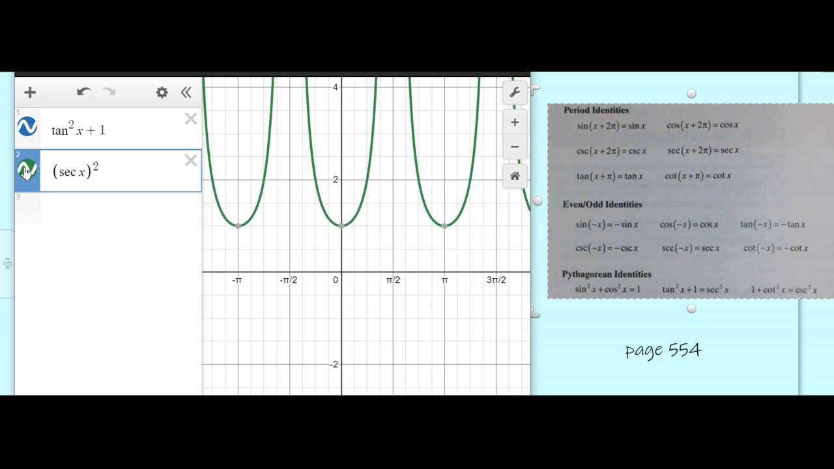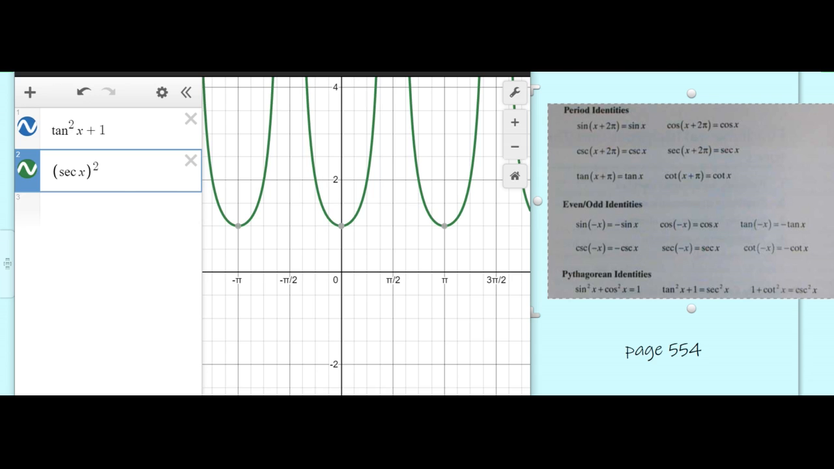Okay, so how do we use all these things? You're going to need to put into memory, and you might want to put a post-it note on these 2 pages so you can find them. We're going to use them to solve some equations. I'm going to go through some examples, and then you've got some practice today.